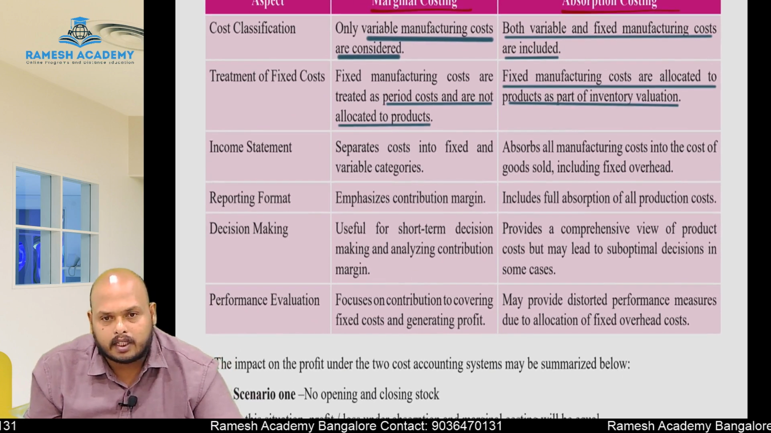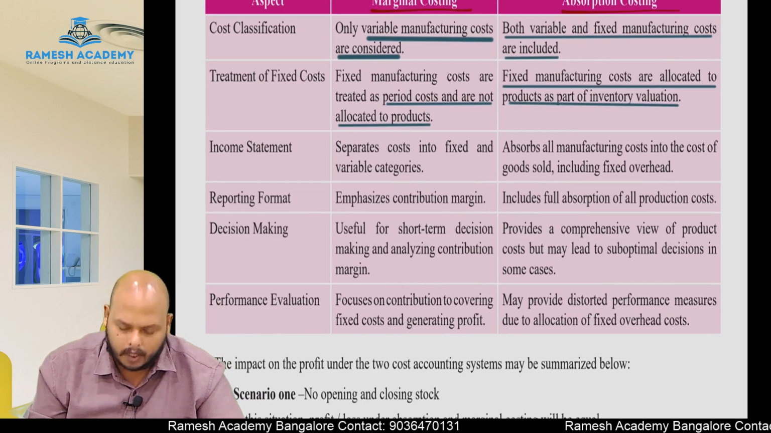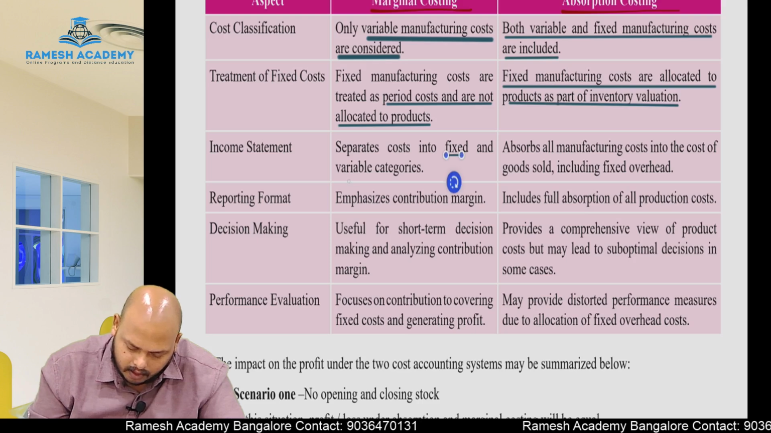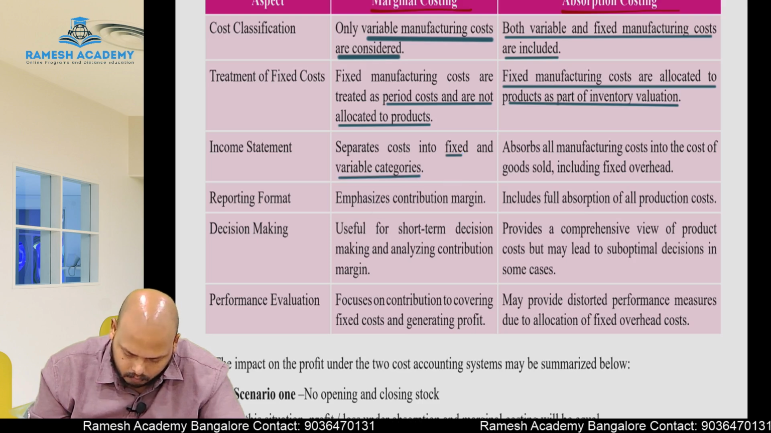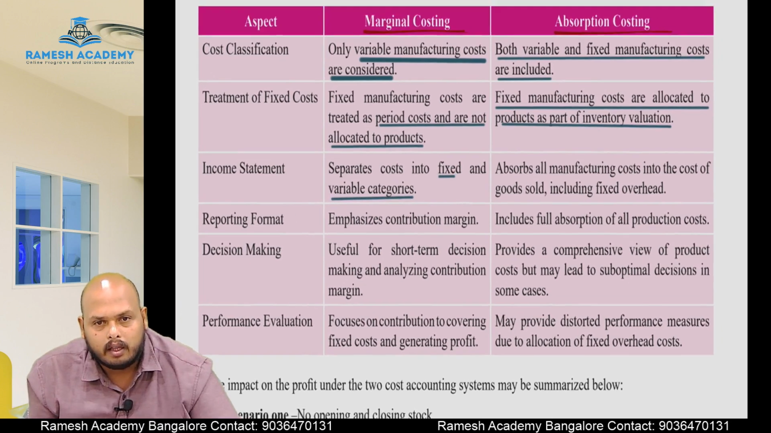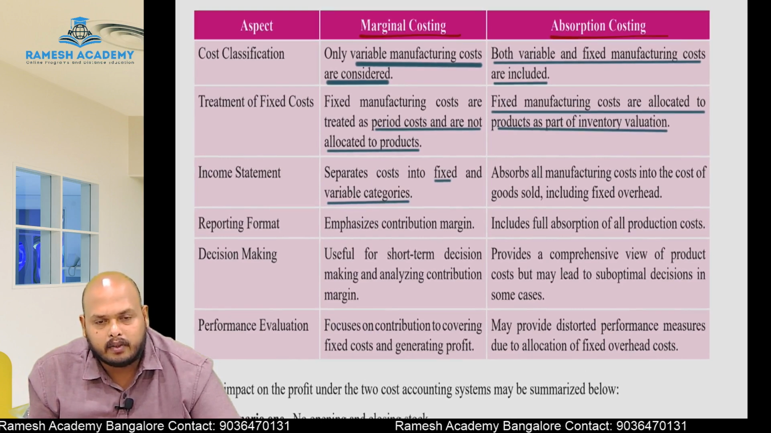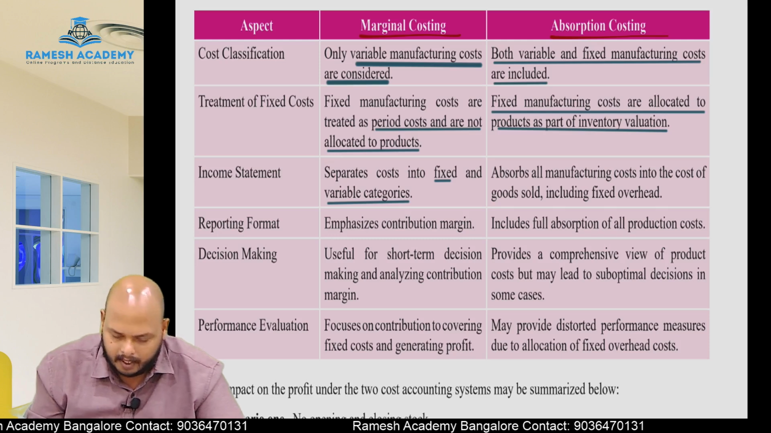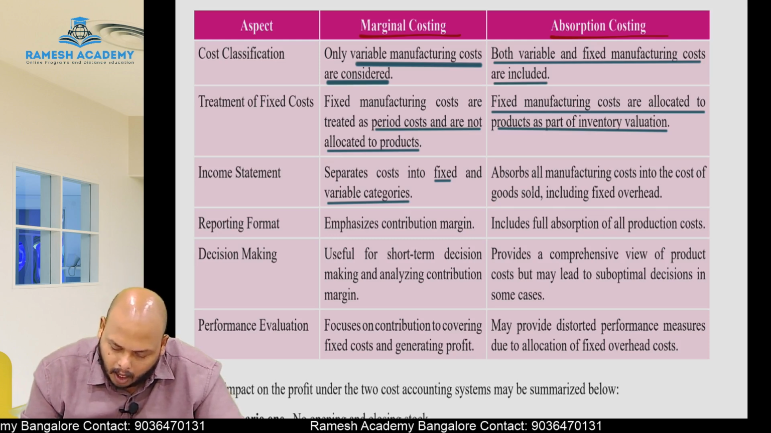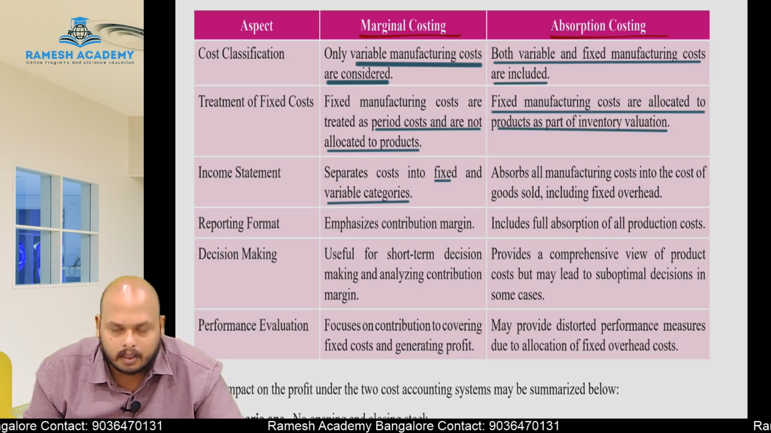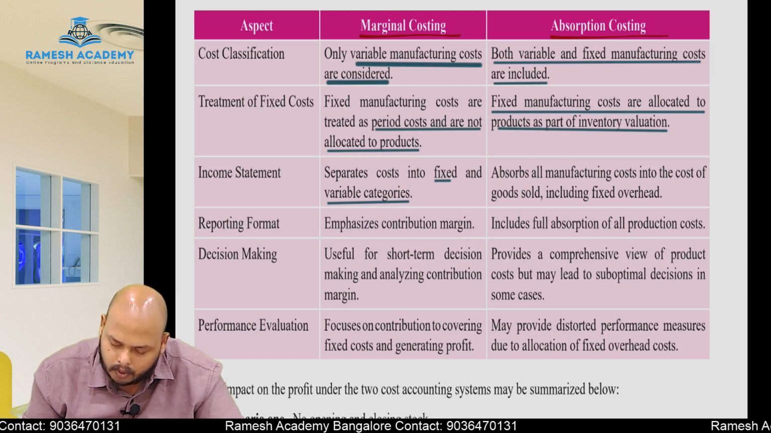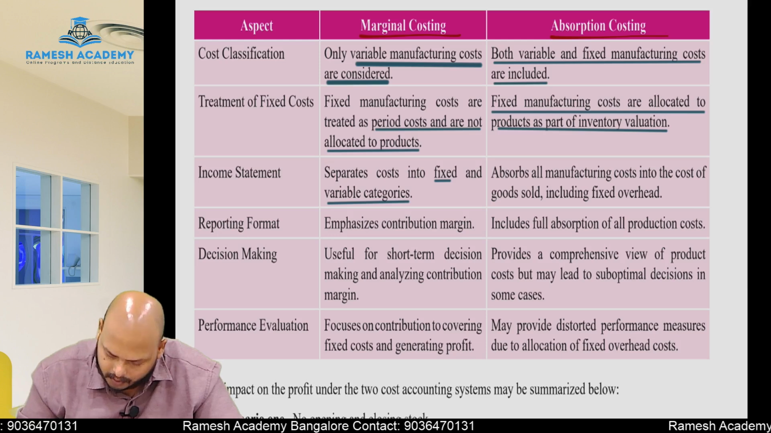Under marginal costing, income statements classify costs into two categories: one is fixed, another one is variable. Under absorption costing, all the manufacturing cost is absorbed into the cost of goods sold, including fixed overheads.